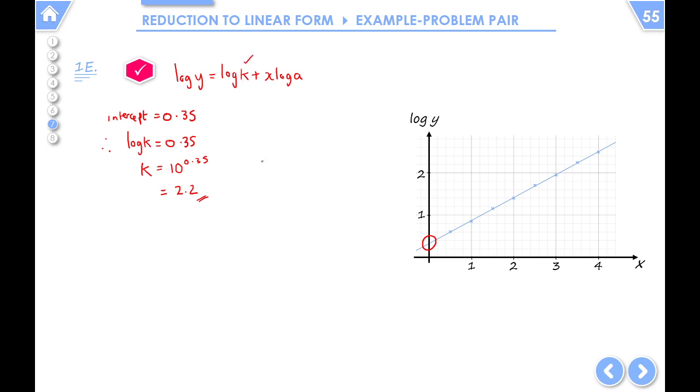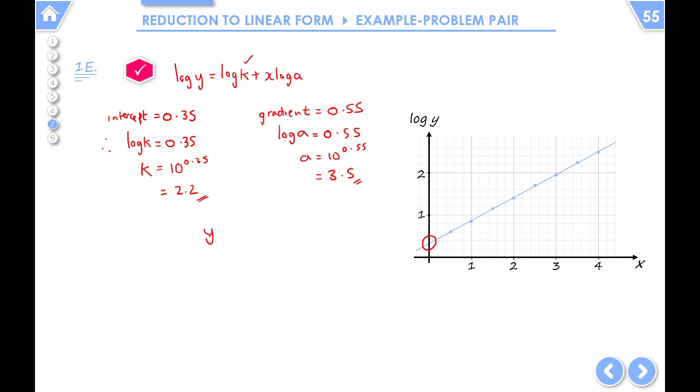We can also find the value of a because we know the gradient of the line we calculated. For me it was 0.55, might be a slightly different calculation for you. That means that log a must equal 0.55. And then again we can undo the log by writing it as a power. We would get a equals 10 to the power 0.55, which on a calculator is approximately 3.5.